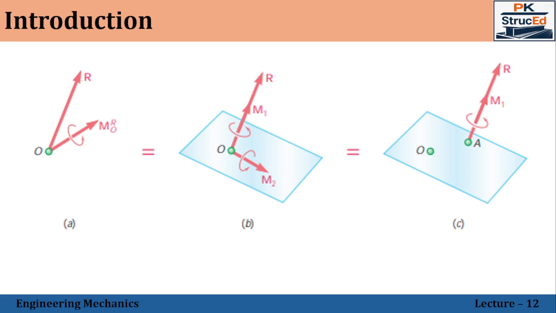A wrench represents a situation where a couple tends to rotate the body and the force tends to translate the body, where both effects act along the same axis. This makes the wrench a combined translational as well as rotational loading system. Here the wrench produces both translation and rotation along the same direction. This is why it is so commonly encountered in mechanical and structural systems.